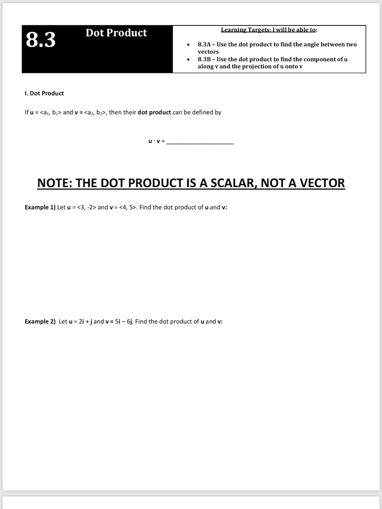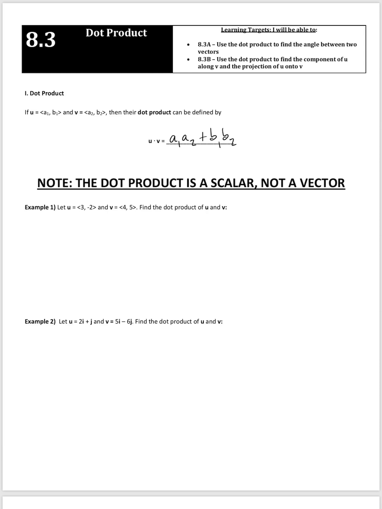Equals, we multiply the two horizontal components together, and then we add the product of the two vertical components. So notice that when we do this, we don't end up with a vector. We end up with a number, a scalar. So in case you forget, I made sure to put it nice and bold, underlined, all caps, and a much bigger font. The dot product is a scalar. It is not a vector.